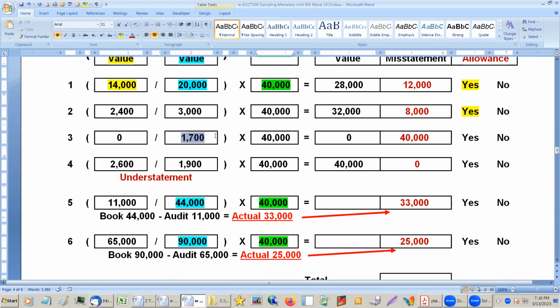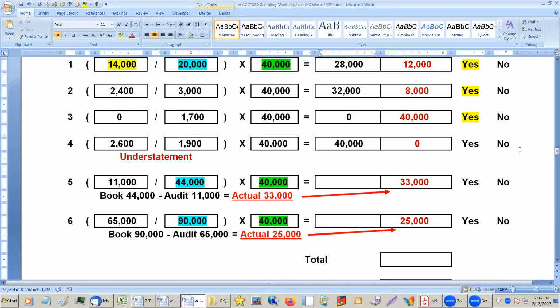And this one, 1,700 of that 40,000, and so could this be worse? Yeah. There's another 38,300 in there, so it could be worse. Number 4 isn't a problem, isn't a misstatement at all, so no.